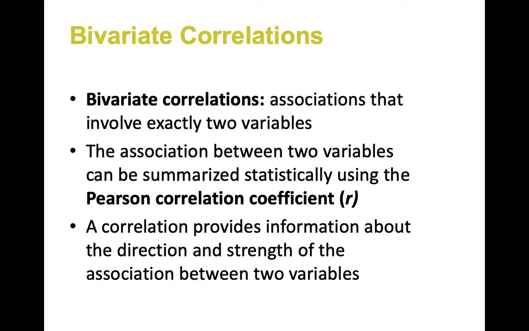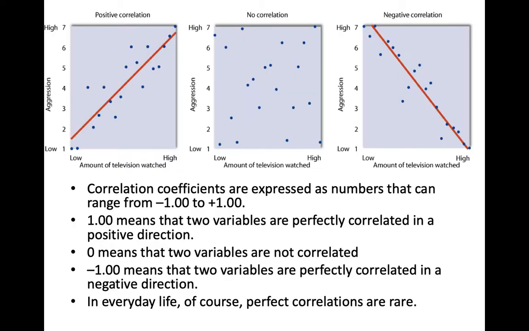So by bivariate correlational research, we're talking about associations that involve exactly two variables. Often the first variable is thought of as a predictor, and the second is thought of as an outcome. The association between these two variables can be summarized statistically using the Pearson correlation coefficient. This is a single number that provides information about the direction and strength of the association between the two variables.